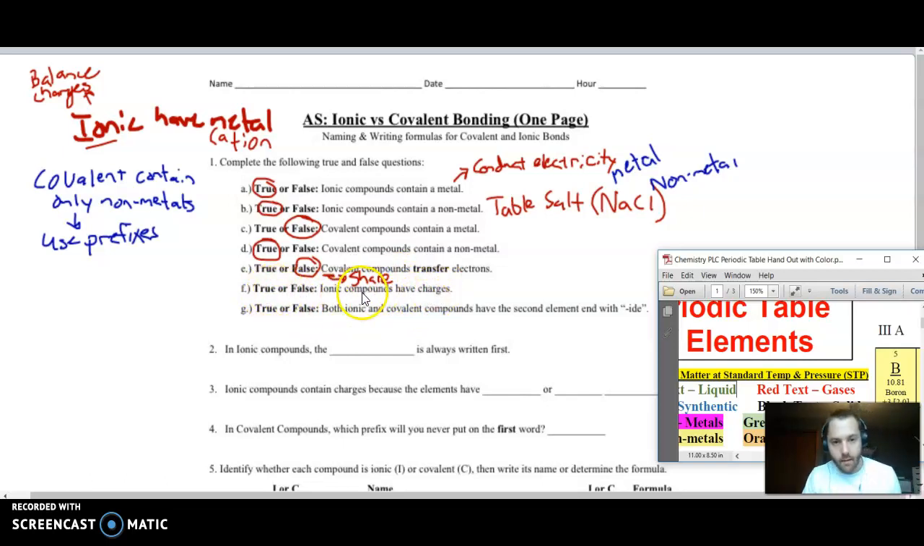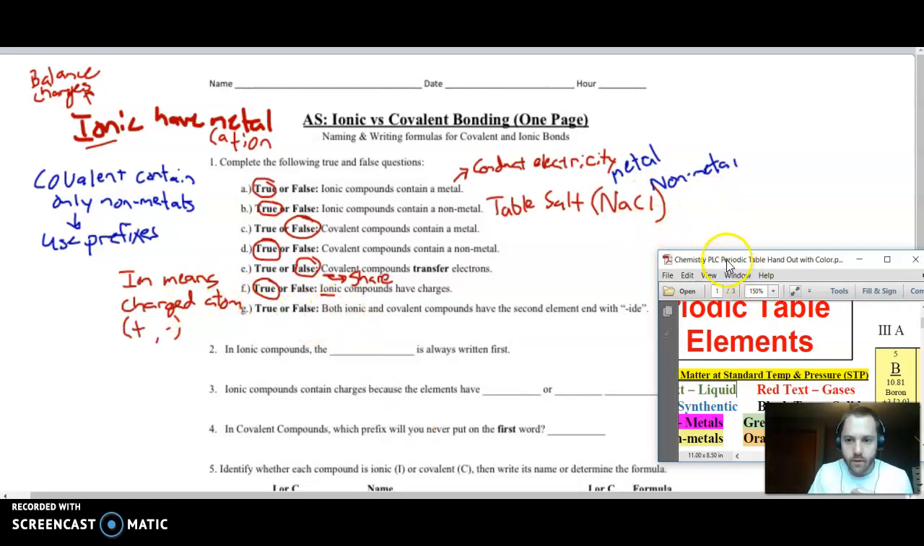True or false? Ionic compounds contain charges. Yep. Remember that word ion. Ion literally means charged atom. So it has a positive or a negative charge.